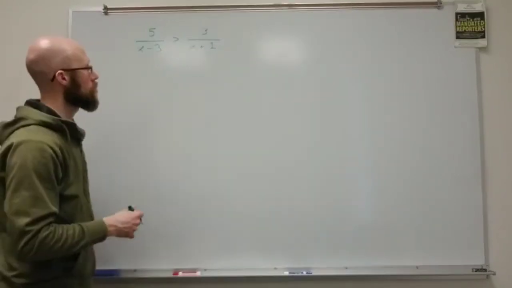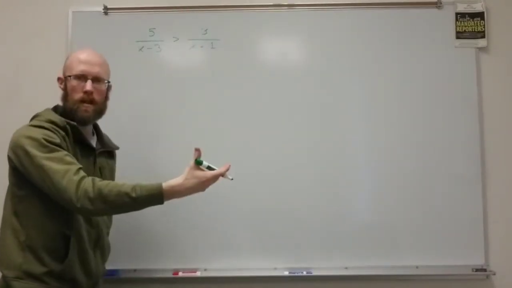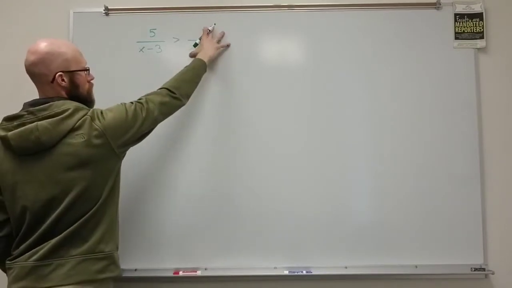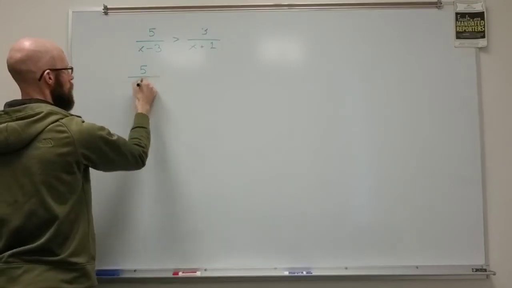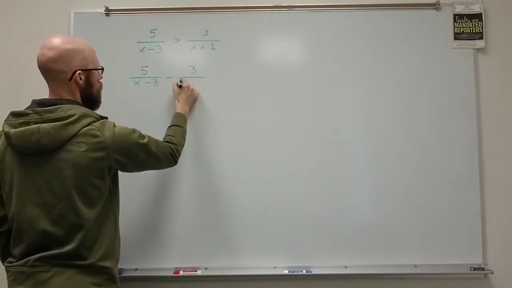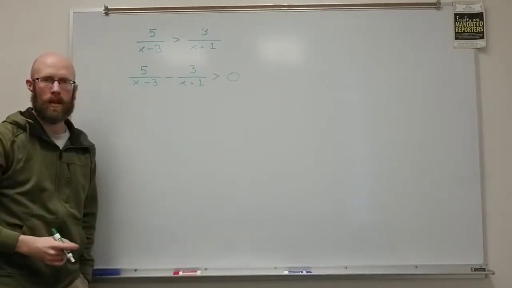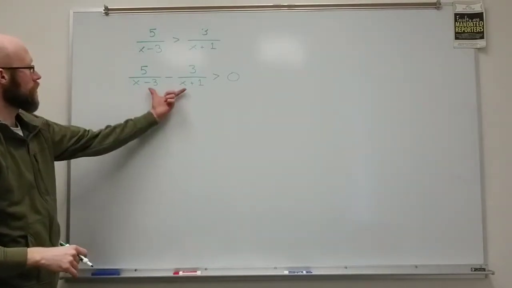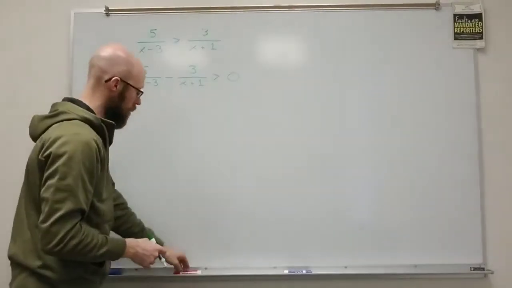All right, so we're going to do that by creating a 0, and of course I like to use it on the right side, but again it won't matter really. If I subtract this rational function from both sides, I will end up with 5 over x minus 3 minus 3 over x plus 1 is greater than 0. Okay, I've just subtracted the entire fraction over. Now, they have different denominators. I need to get a common denominator here.